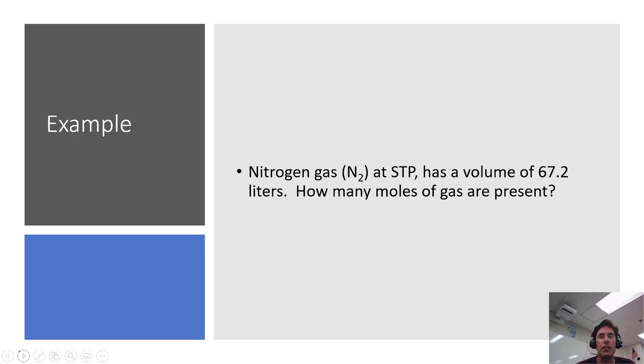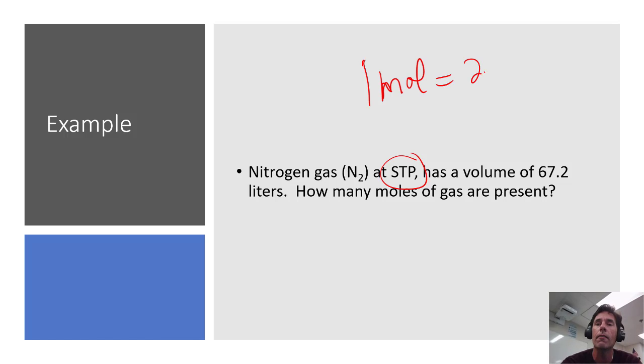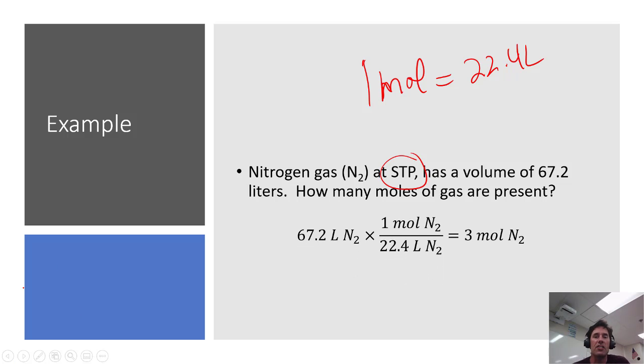So how would we use this? Well, let's say we have nitrogen gas at STP and it has a volume of 67.2 liters. How many moles of the gas are present? Well, because it's at STP, 1 mole of any gas is going to have a molar volume of 22.4 liters. Okay, and so if we do this thing called math, we can say that in 22.4 liters of nitrogen, there's 1 mole of nitrogen, so this would provide us with 3 moles of nitrogen. And from this, I can even convert this into grams if I wanted to.